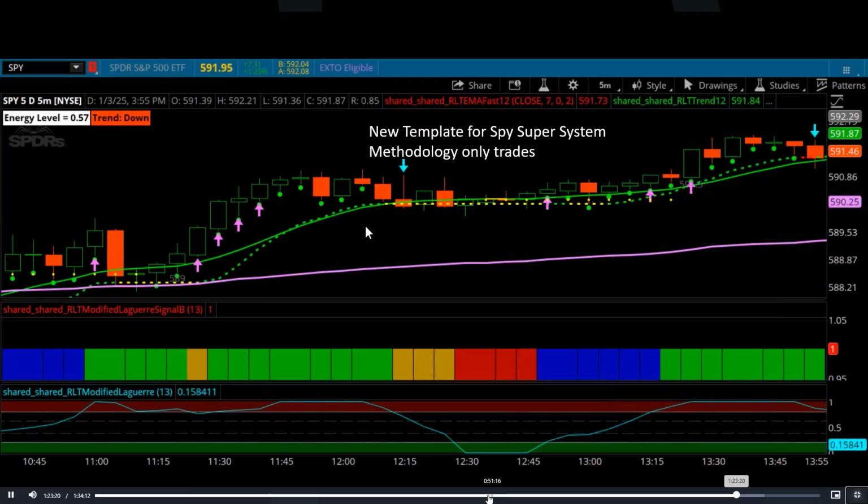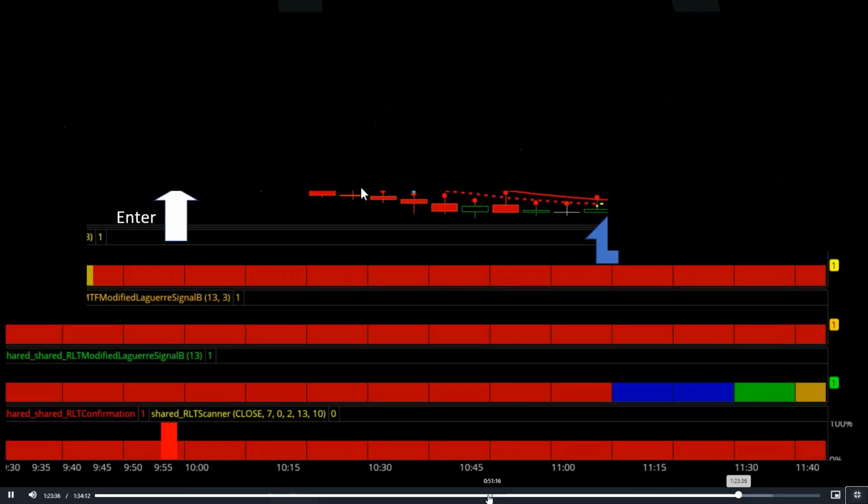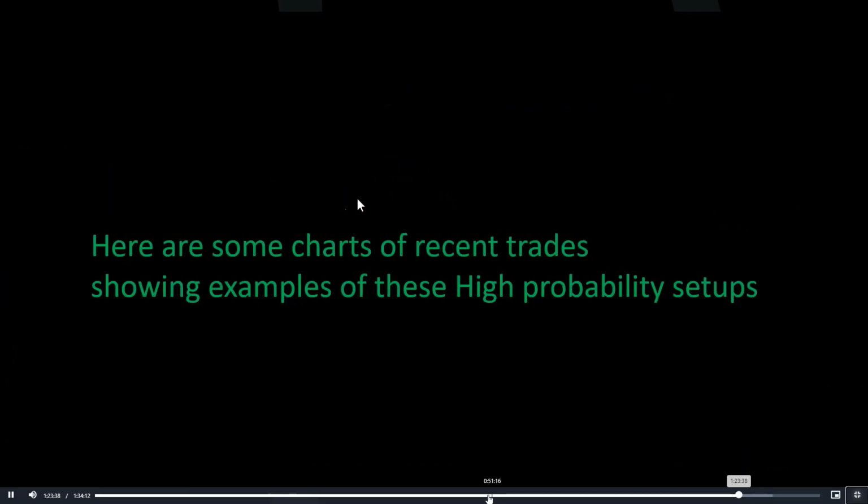Here it is off the new template. Then you buy it right here as it goes green. Pops up, you take it, you get out as it flattens out. This is a nice IWM trade, breaks below the VWAP. See the breakdown? Everything's red, institutions are selling. Okay, those are the SPY Super System trades for the 5-minute chart.